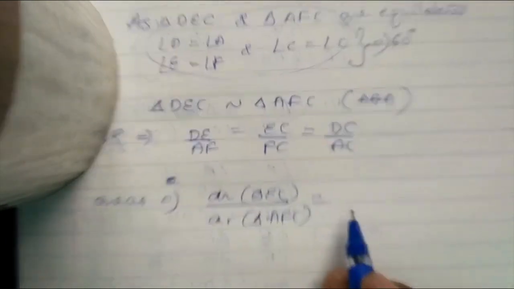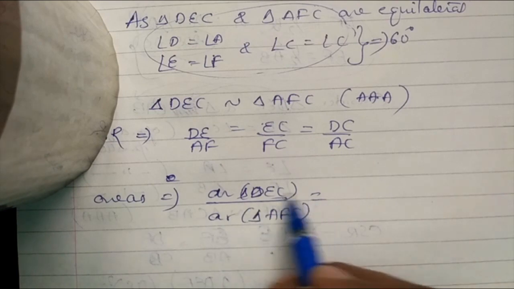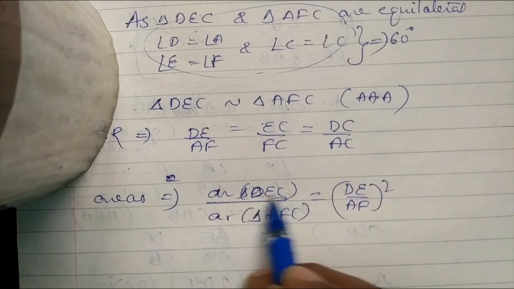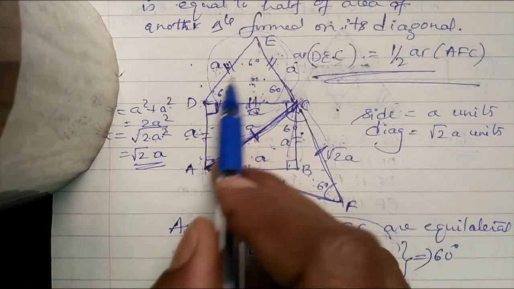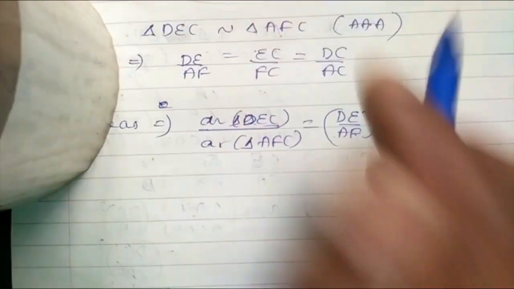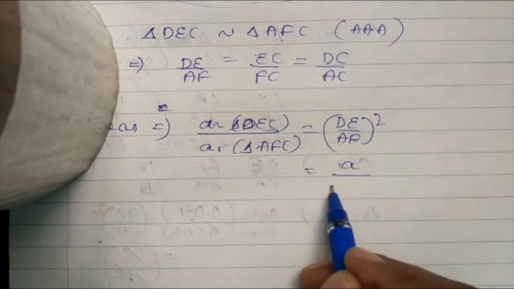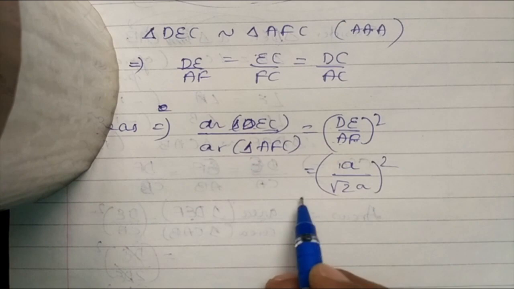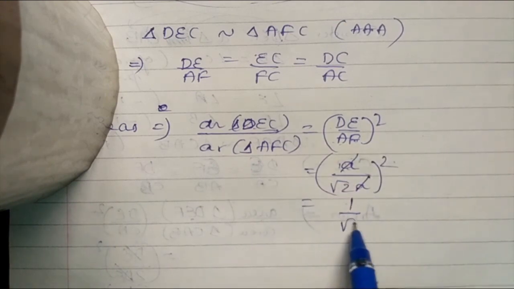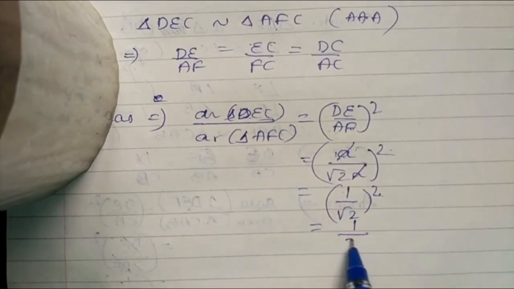Now we take triangle DEC. In triangle DEC, first we take DE by AF. What is the length of DE here? A. What is the length of AF here? Root 2 A. So we substitute: from the diagram, DE length is A, AF length is root 2 A, whole square. First cancel A and A inside. We get 1 by root 2 whole square. 1 square is 1, root 2 square is only 2.